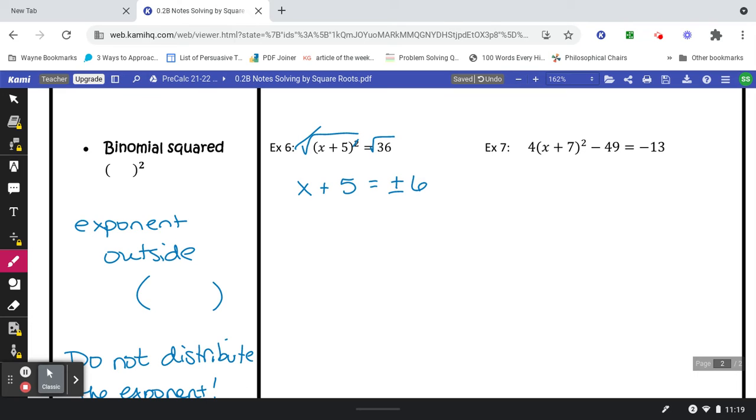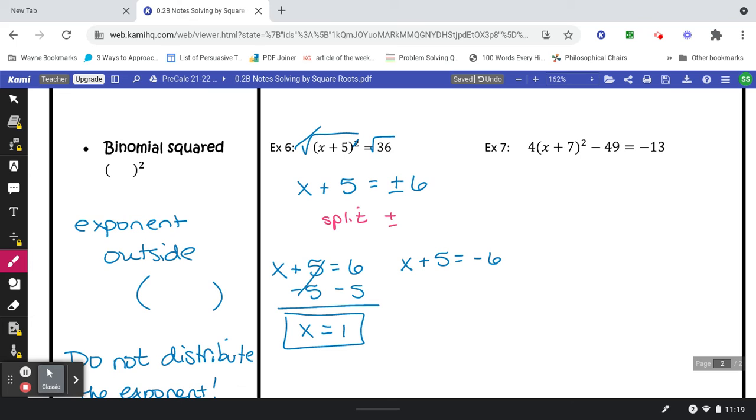Now, once you have this, the best way to do it is to write it into two problems. Split up the plus or minus sign. So one equation will look like x plus 5 equals 6, positive, and x plus 5 equals negative 6, negative. So you're taking that plus or minus sign and splitting it up. And from there, you can solve. There's one answer, x equals 1. And your other answer, x equals negative 11.